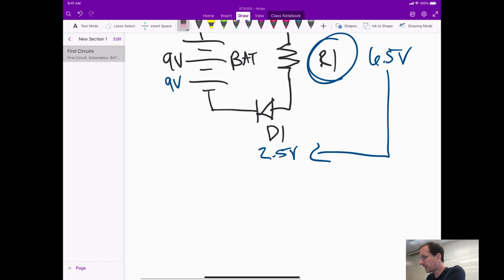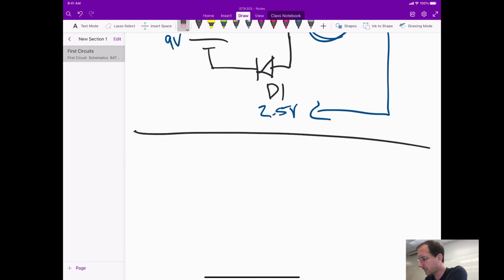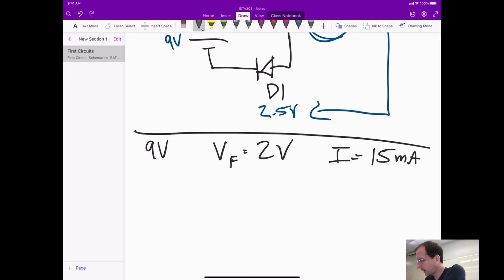So let's think of another example here. Let's go through one more example here. Let's have a 9-volt battery. And instead of using a forward voltage of 2.5 volts, let's use a forward voltage of 2 volts. And let's set the desired current. We want the current of the circuit to be 15 milliamps. And so the question is, what resistor value do we need for the circuit?